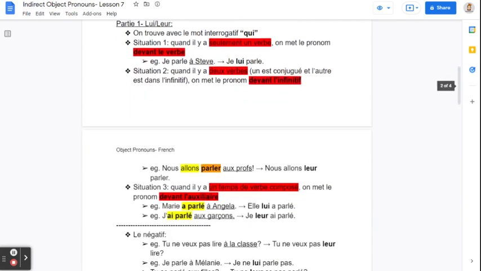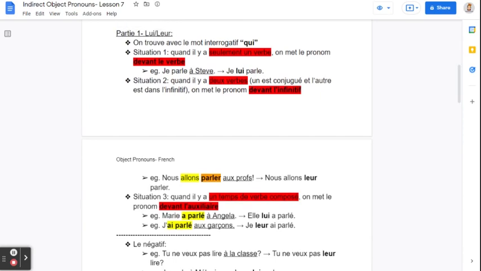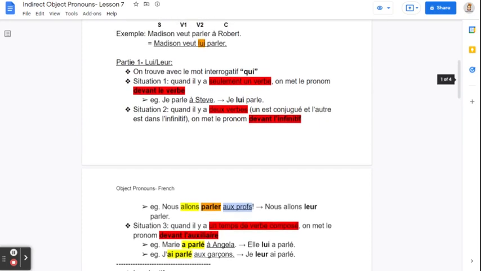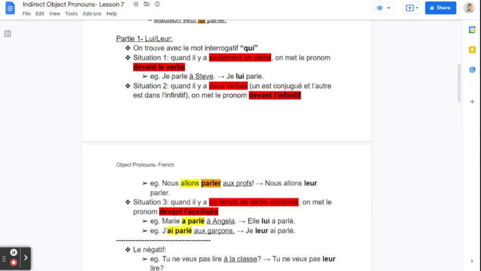So here we have nous allons parler au prof. It's going to change to nous allons leur parler because when you're asking yourself the question word who, it's the teachers. So you're going to be using lui ou leur. And also they're plural. So you're going to be using leur, and you're going to put leur before the infinitive. So it's going to be nous allons leur parler.